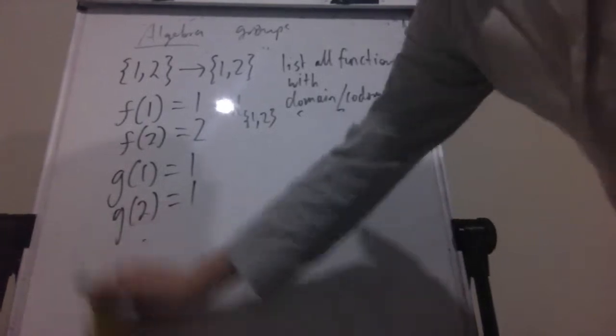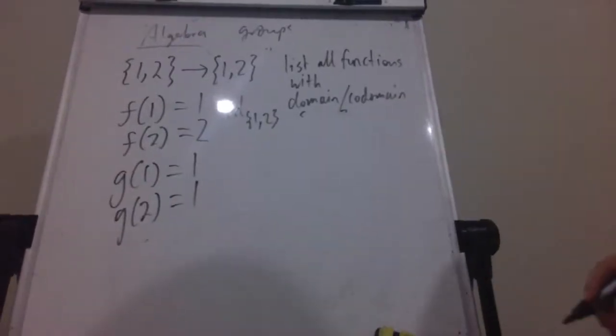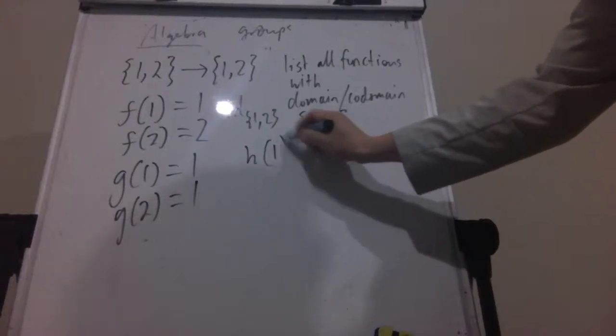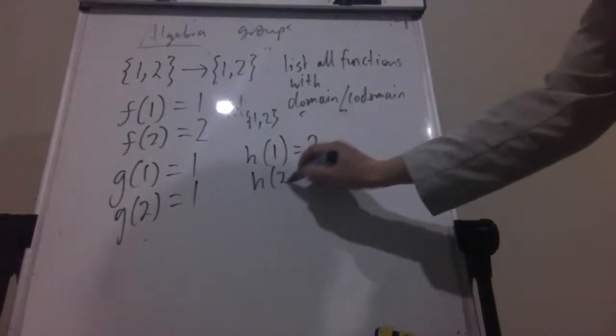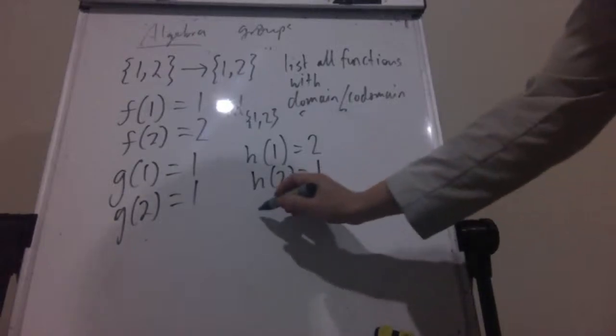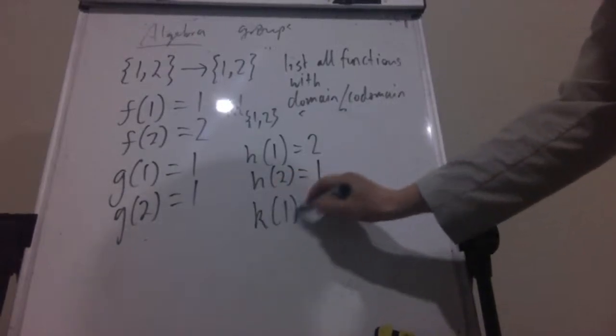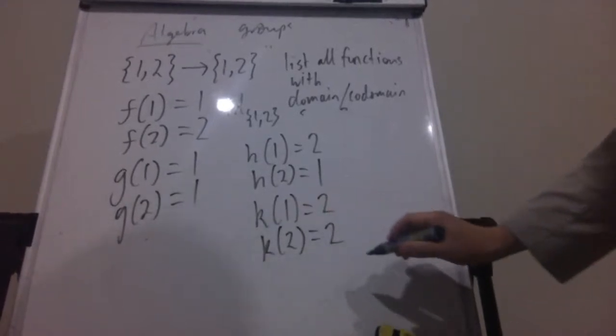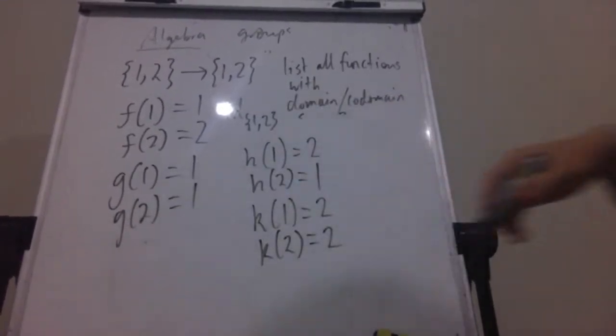How many functions are there? Well, I think there's someone good G. So what's another function? H: 1 goes to 2, 2 goes to 1, so you swap them, yeah? And then K: 1 goes to 2 and 2 goes to 2. So are we in agreement? These are the only functions? Yeah. So there's 4 of them, right?